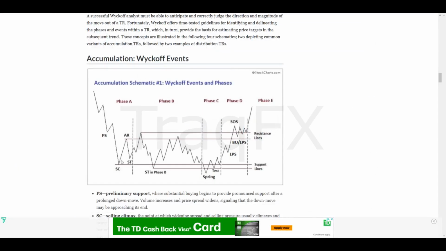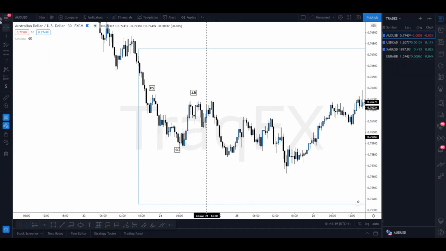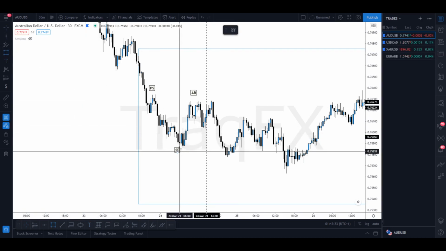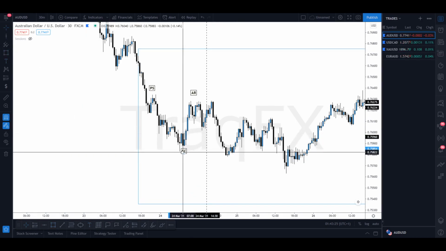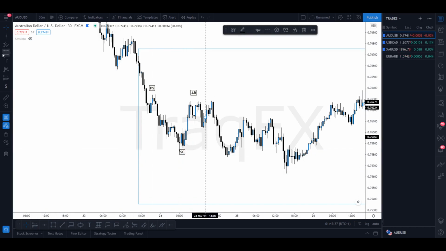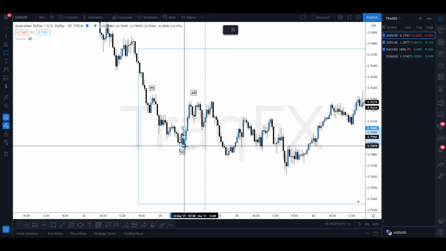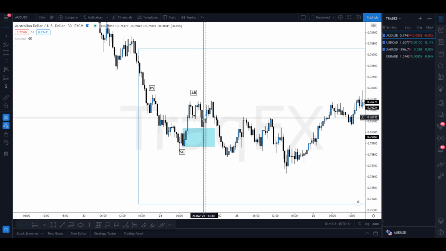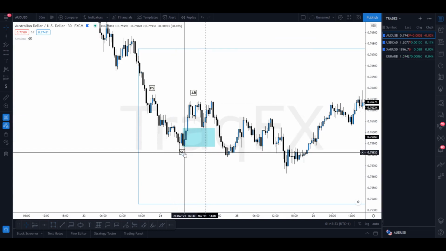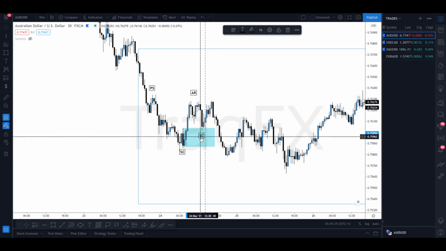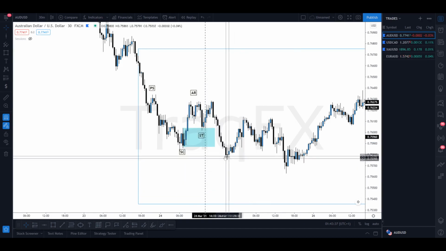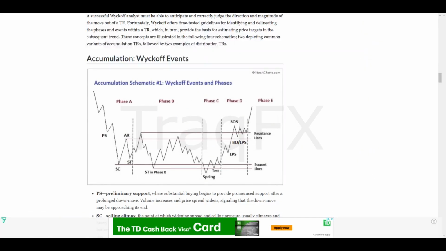Now, what's next is we're supposed to be looking for the ST. So we have our secondary test right over here, where the market comes back to the original selling climax point, which is right here. And like I said, you're going to see a demand zone there. And in this case, we do see a demand zone right here. Price dips down into our selling climax, and this is considered our secondary test, as the market is retesting any little bit of demand.